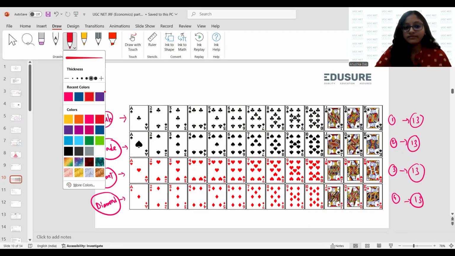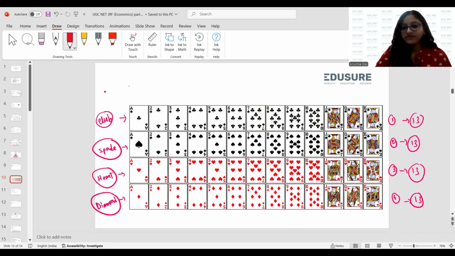Now, see here that in the first two rows, you have only black cards. In the next two rows, you have only red cards. So altogether, there are 26 black cards and 26 red cards. So questions also come, like what will be the probability that it is red and a diamond, red and something. A question might be formed from that as well. This is the first observation.